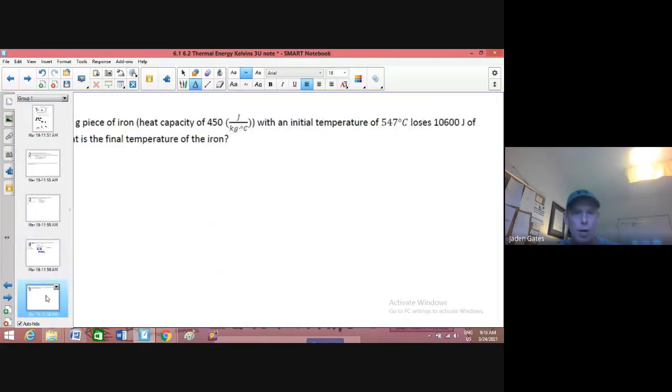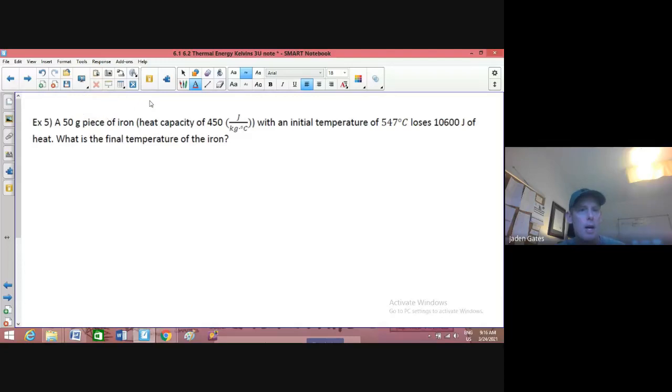Well, we got one more here. Oh, we're rocking the iron again. All right, so example 5, a 50-gram piece of iron. So I'm going to have to switch that, right? Again, with the same heat capacity of 450, with an initial temperature of 547 degrees Celsius, loses 10,600 joules of heat. What is the final temperature of the iron?